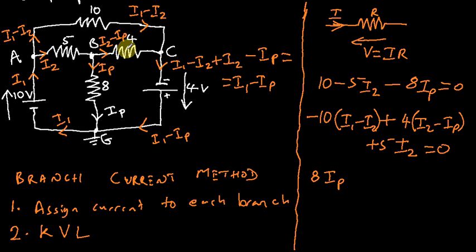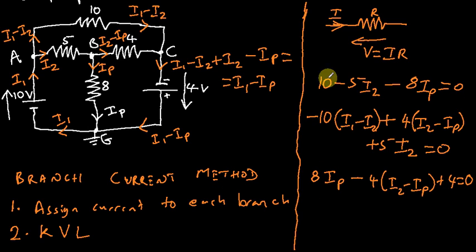I get to this 4 ohm resistor. I am moving in the direction of flow of the current. The current is I2 minus IP. The resistance is 4. So since I am moving with the current in the same direction, I get minus 4 times (I2 minus IP). Then I get to my last component in here, which is my battery, my voltage source. I am moving in the direction of the voltage source. The voltage source is going downwards, and I am moving downwards, so it is positive 4. And that's equal to 0. That's my third KVL equation.